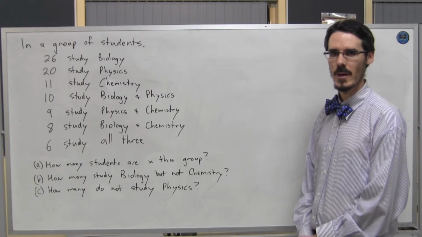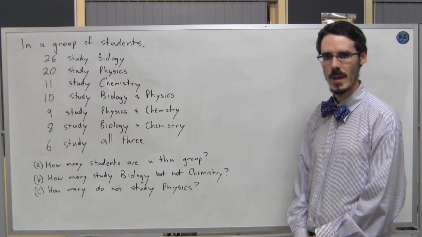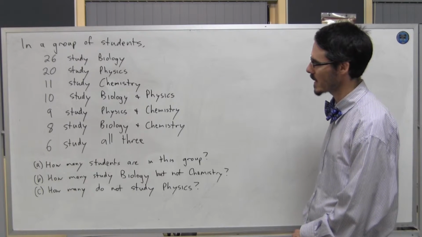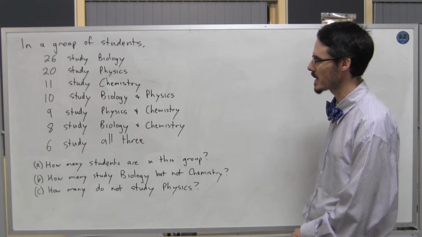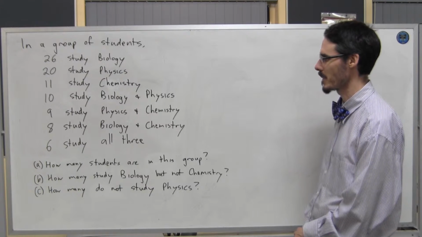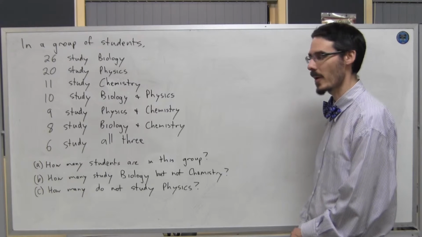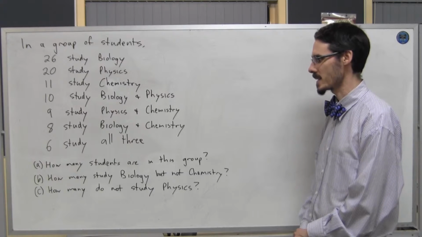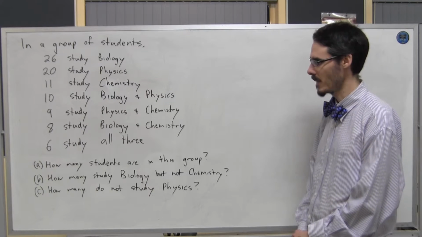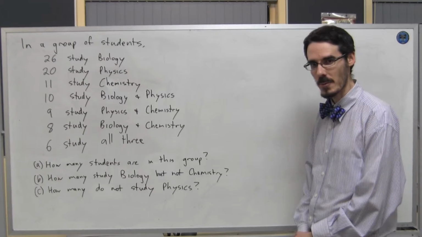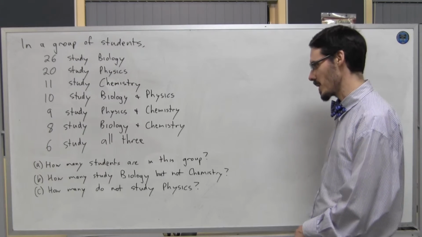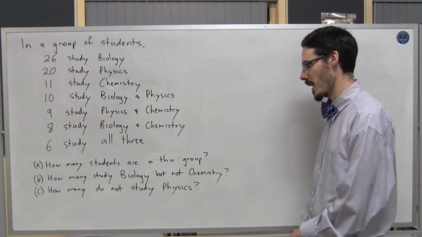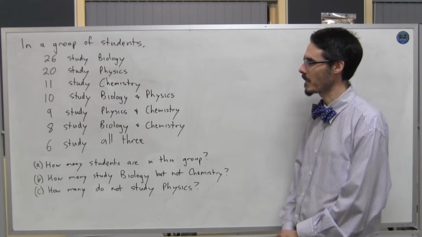You can also use a Venn diagram when there are 3 groups. Let me show you how. In a group of students, 26 study biology, 20 study physics, and 11 study chemistry. 10 students study biology and physics, 9 study physics and chemistry, and 8 study biology and chemistry. And 6 students study all three. How many students are in this group? How many study biology but not chemistry? And how many do not study physics?